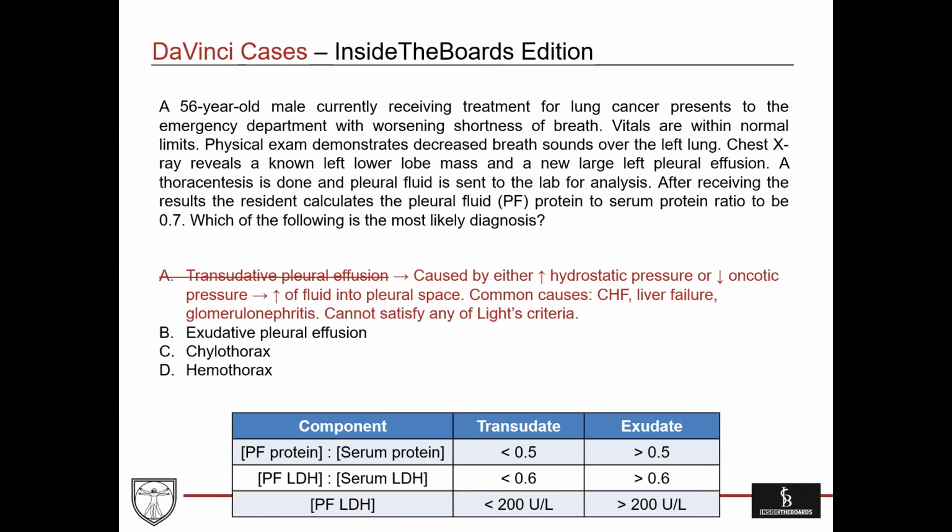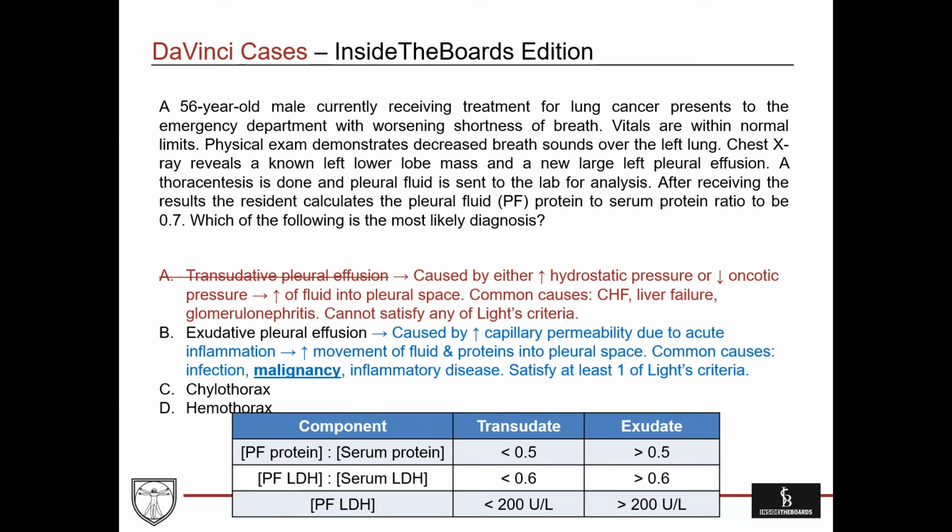And like we were talking about earlier, the common causes for this are low protein states or high fluid states, such as CHF, liver failure, glomerulonephritis. And also the question stem says that the pleural protein to serum protein ratio is 0.7. So this already satisfies one of the LIGHT criteria, so it cannot be transudative.